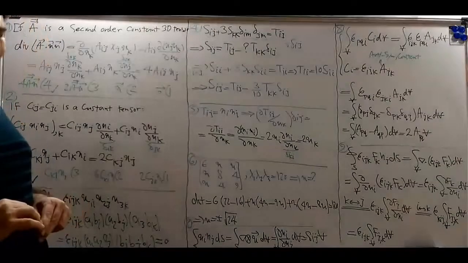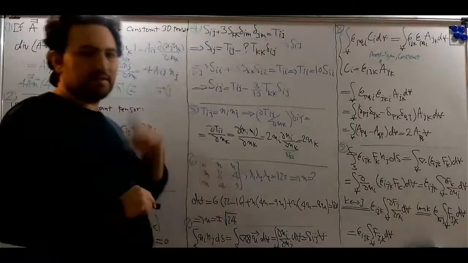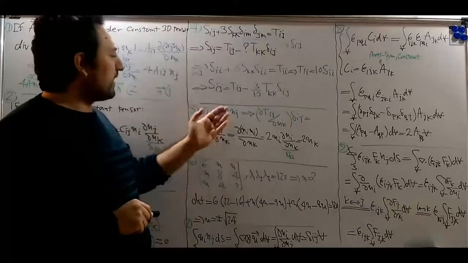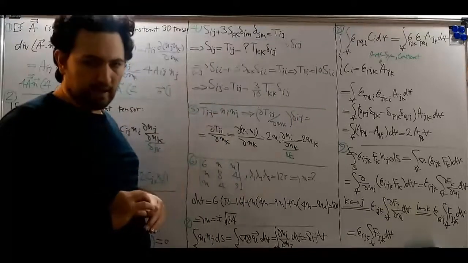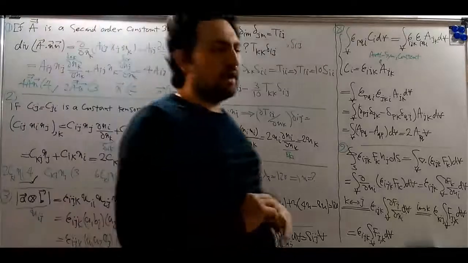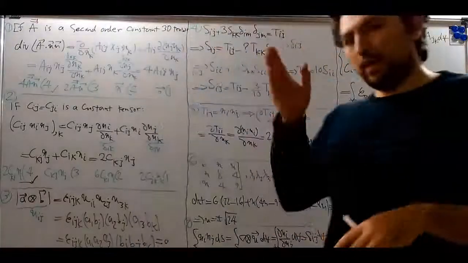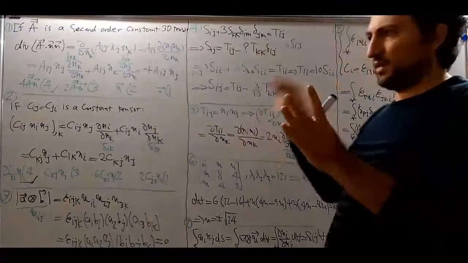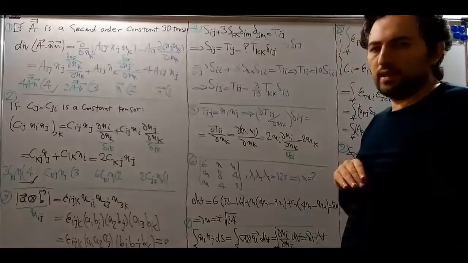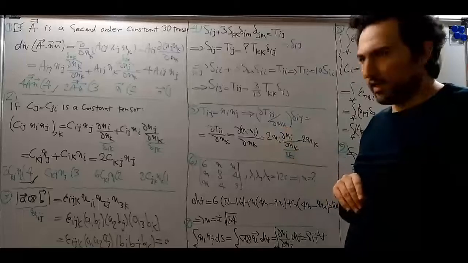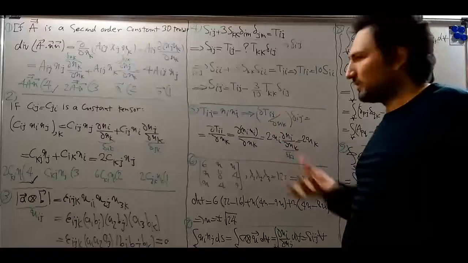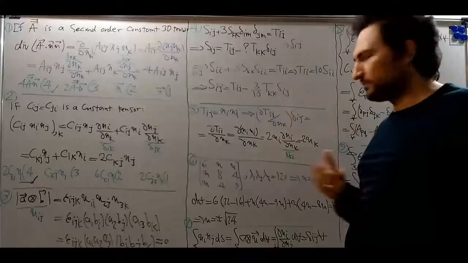The fifth question: if t sub ij is a second order tensor and equals x sub i times x sub j, it means that t sub ij is the dyadic product of the x vector and the x vector, x dyadic product x. Then find the partial derivative of t sub ij with respect to x sub k times delta sub ij. What is the result of this tensor expression?